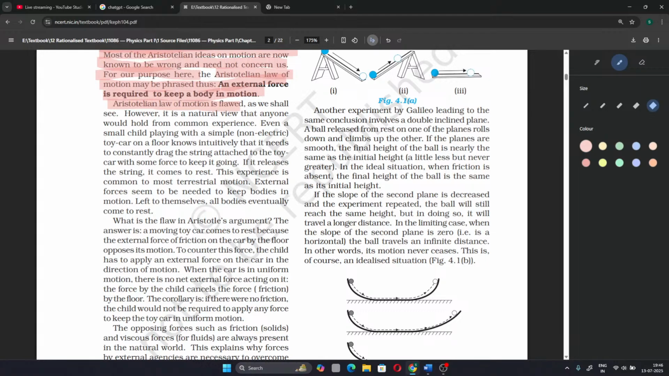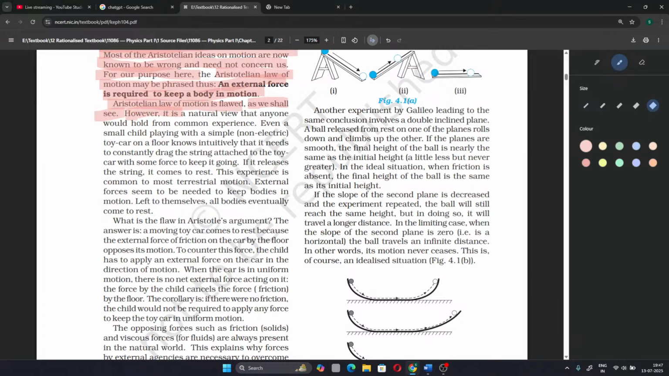The Aristotelian law of motion is flawed, meaning it is wrong, so there are some problems here. This is the law: an external force is required to keep a body in motion. Now we will see where the problem lies. We know it is wrong.